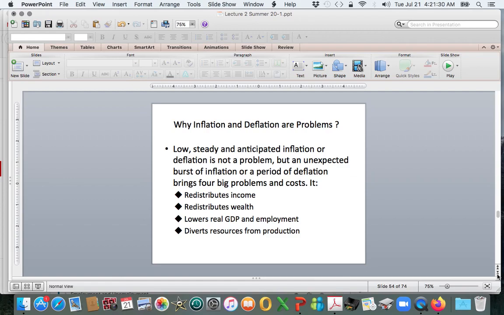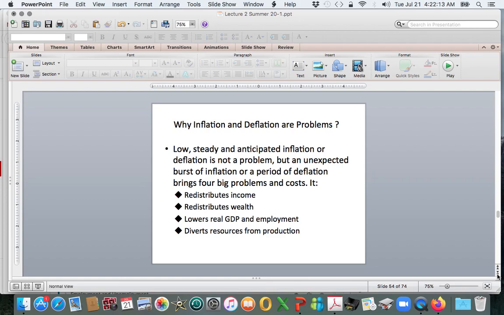So why are these two concepts problems? As you can see, low, steady, and anticipated inflation or deflation is not a problem. If you have already made certain adjustments to how much consumption and investment you will do, expecting prices to go up or production to go up, whatever the level of price increase might be or decrease might be, it may not hurt your economic decision making as much. Why are these two concepts problems?